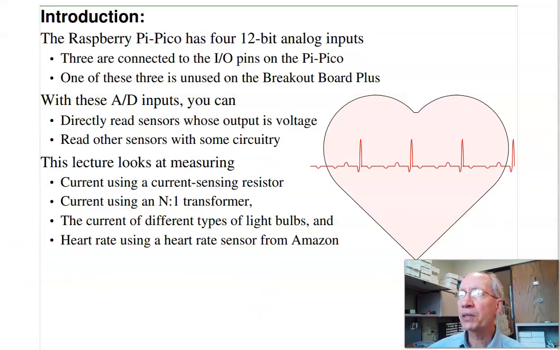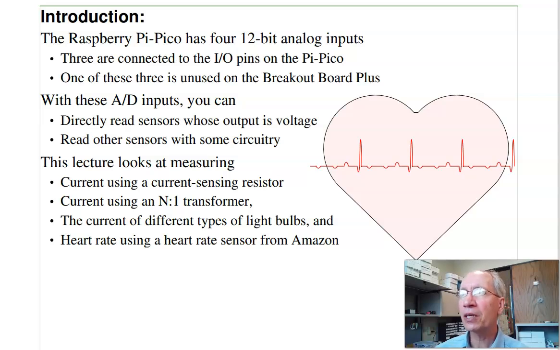So a little background on the Raspberry Pi. The Raspberry Pi Pico has got 4 12-bit analog inputs. 3 of those are connected to the I/O pins on the Pi Pico board. Of those 3, 2 are used by the joystick for XY motion. The third one is free to use for other things, like measuring current, measuring your heart rate.